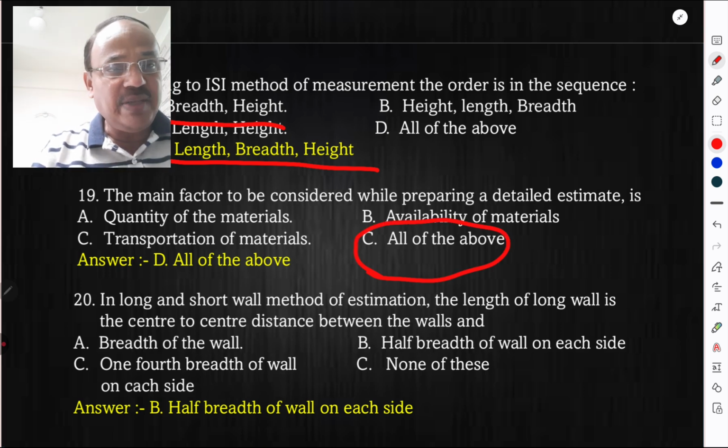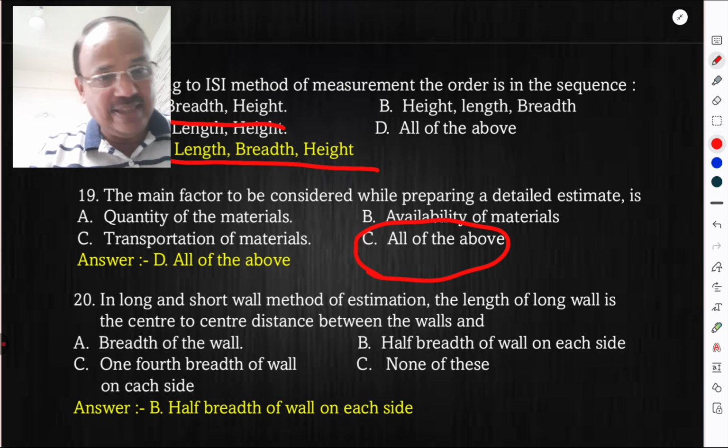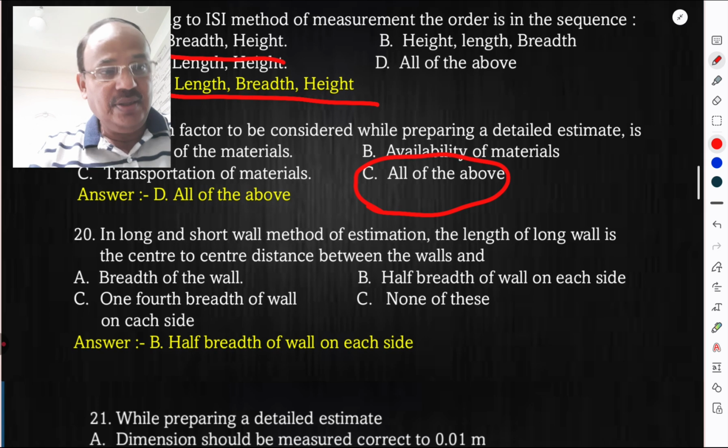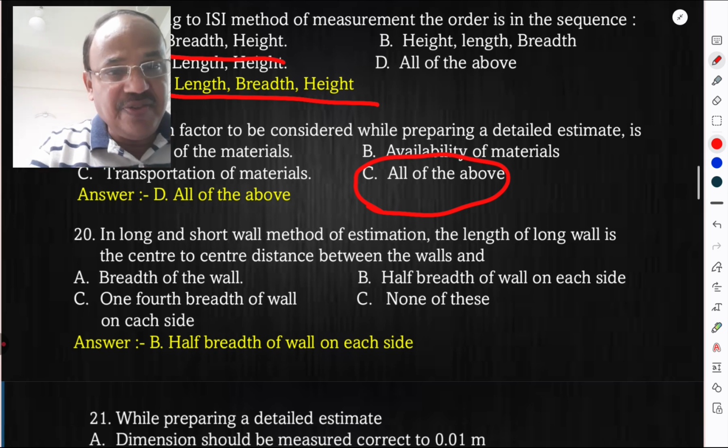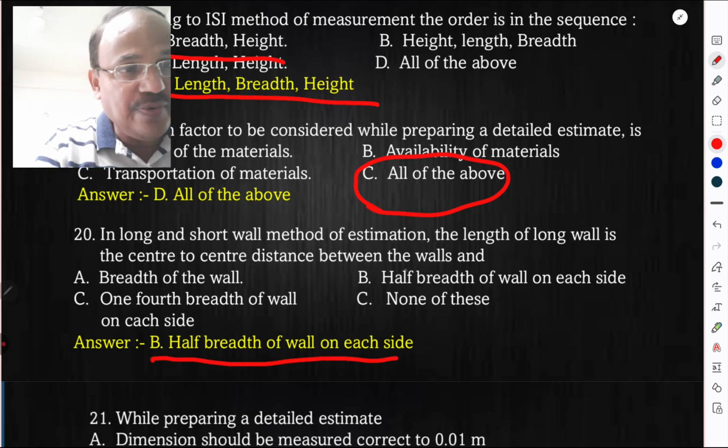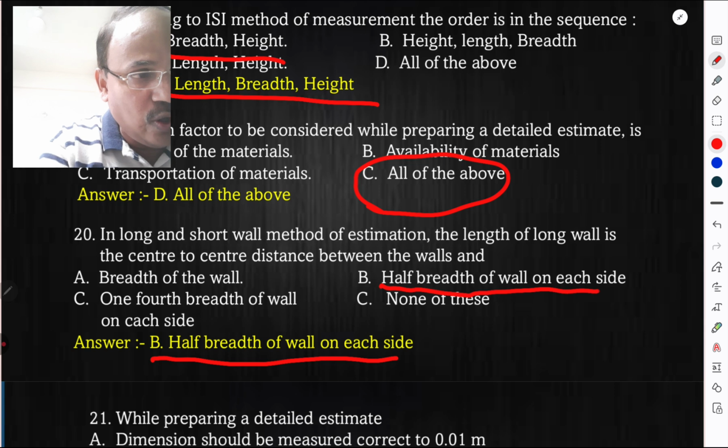In the long wall, short wall method of estimation, the length of the long wall is the central to central distance between the walls and half breadth of the wall on each side. That is very important, half breadth of the wall on each side.